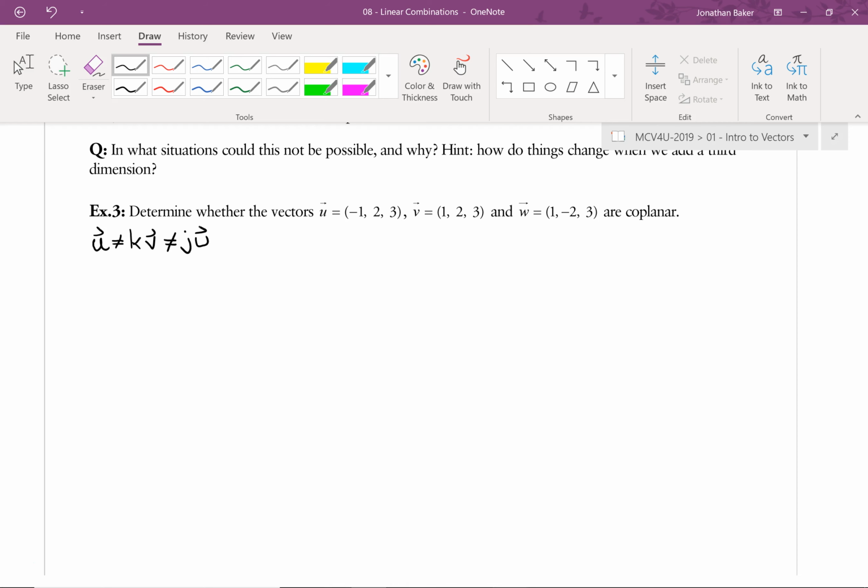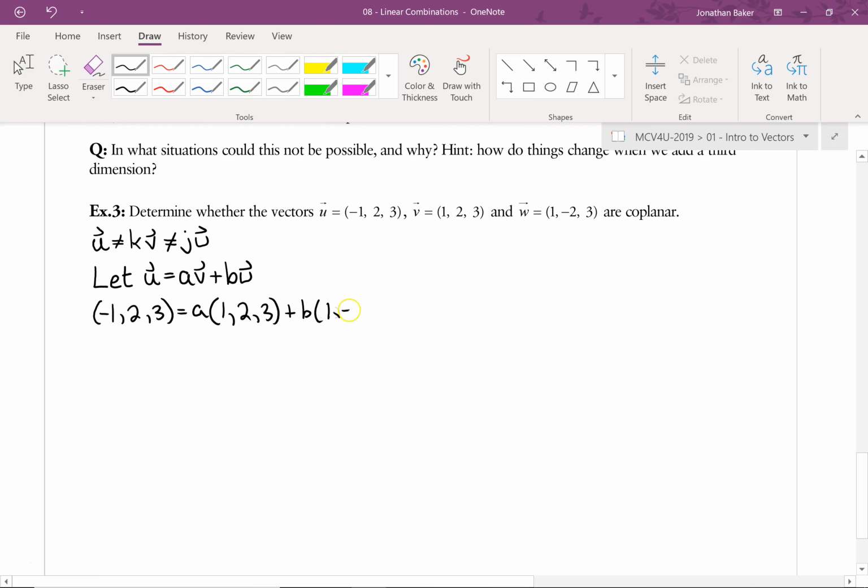And from that point forward, we can now define either of these vectors as a linear combination of the other two. We just have to know if it's possible to do that. And if it is, then they're coplanar. So in this case, we'll let U equal A times V plus B times W. All right, so U is minus 1, 2, 3, equals A times 1, 2, 3, and finally plus B times 1, minus 2, 3.